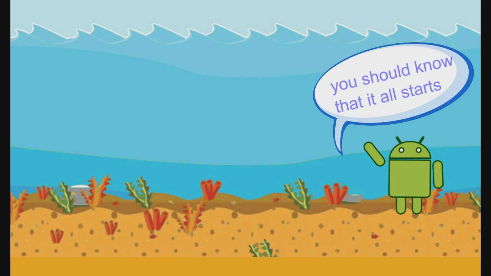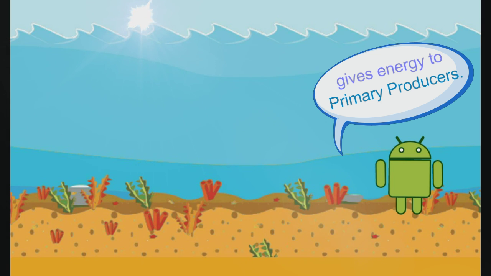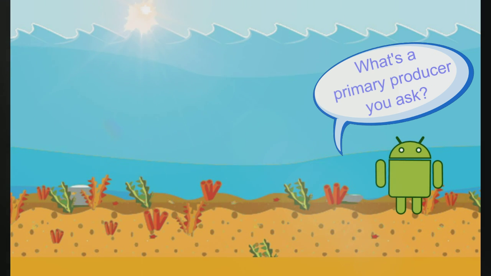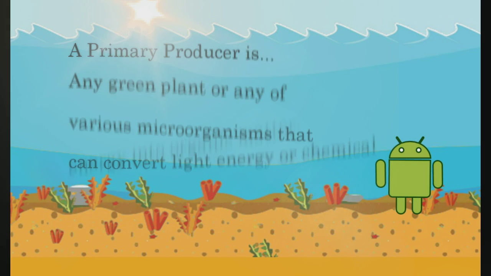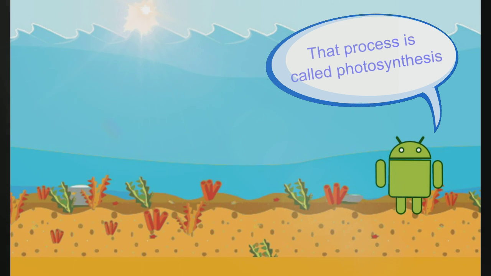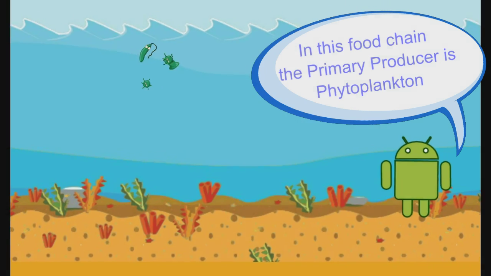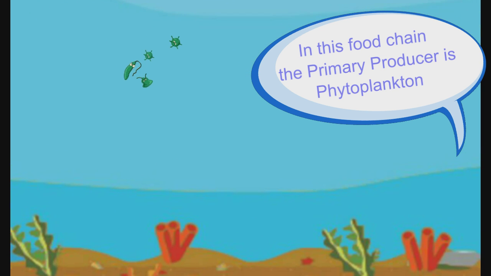First, you should know that it all starts with the sun. The sun gives energy to primary producers. What is a primary producer, you ask? A primary producer is any green plant or any various microorganisms that can convert light energy or chemical energy into organic matter. That process is called photosynthesis. In other words, producers are organisms that can produce their own food. In this food chain, the primary producer is phytoplankton.